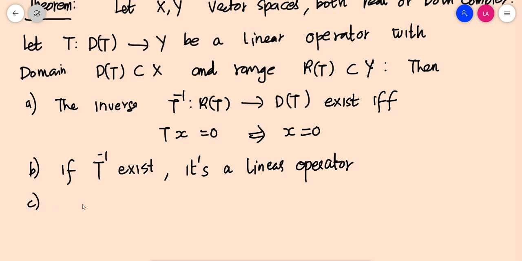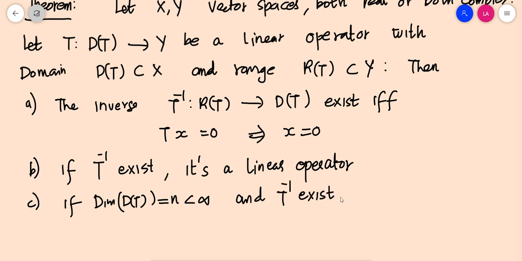And the third condition is: if the dimension of D(T) is equal to n, which is less than infinity, a finite number, and T inverse exists, then the dimension of R(T) and the dimension of D(T) are actually the same. So this is the theorem.